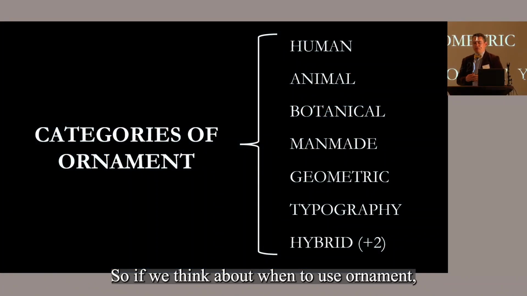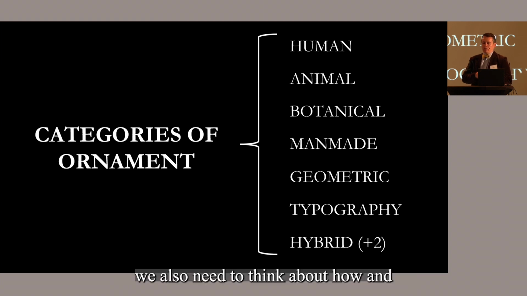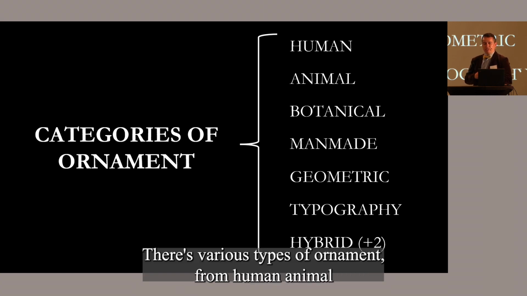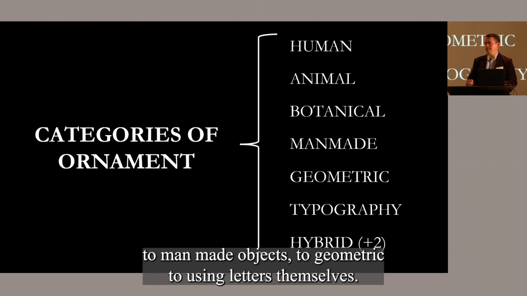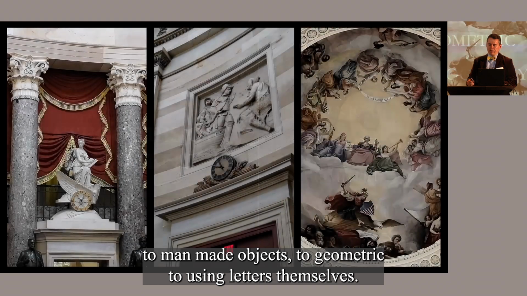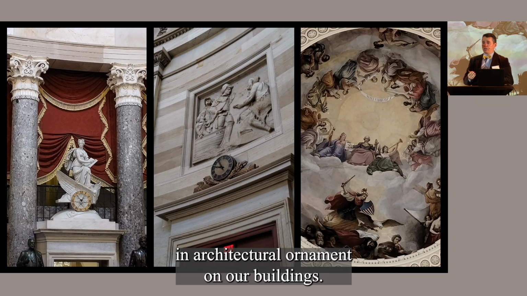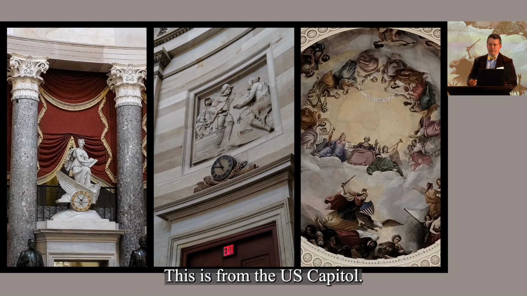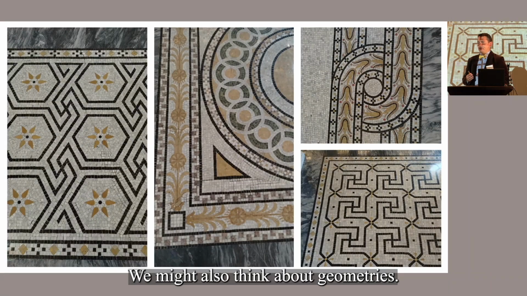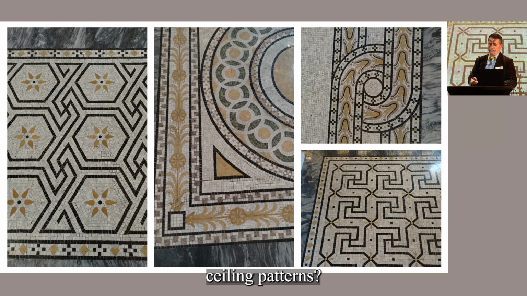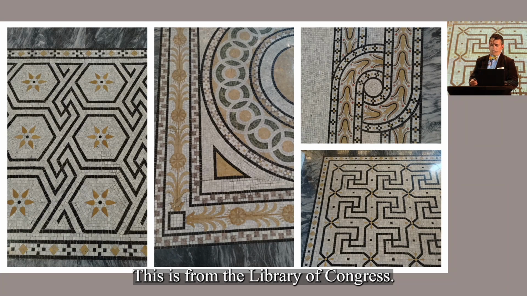So if we think about when to use ornament, we also need to think about how and what types of ornament can be used. There are various types of ornament, from human, animal, to man-made objects, to geometric, to using letters themselves. And so here's a couple of examples where we could use the human figure in architectural ornament on our buildings. This is from the U.S. Capitol. We might also think about geometries. How can we use those geometries to organize floor patterns, ceiling patterns? This is from the Library of Congress.